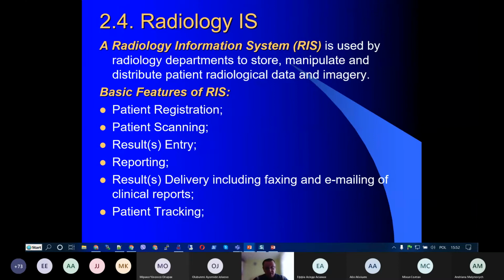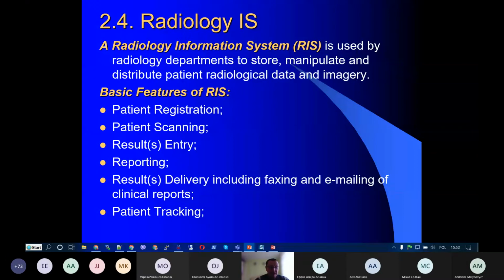Radiology information system, or RIS, is used typically in a radiology department to store, manipulate and describe patient radiologic data and imagery. So in some specific cases, it's even very similar to the picture archiving and communication system, which was already introduced in the third lecture at the end of the previous semester. But in fact, there is some kind of difference between the systems, and I will recall PACS soon.